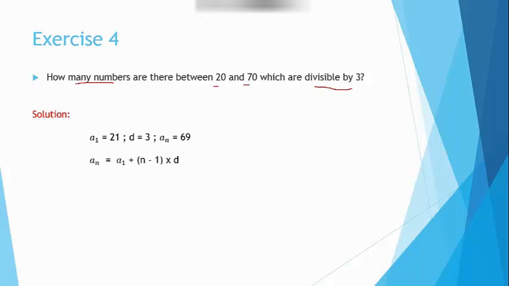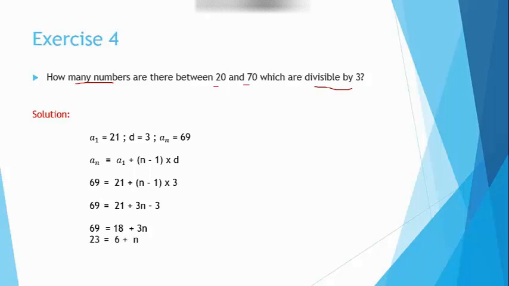By substituting these values in the formula for the nth term of the arithmetic progression, we get 69 equals 21 plus n take away 1 times d. 69 equals 21 plus 3n take away 3. So we got 3n take away 3 by resolving the brackets. And 69 equals 18 plus 3n. By taking away 3 from 21, we got 18.